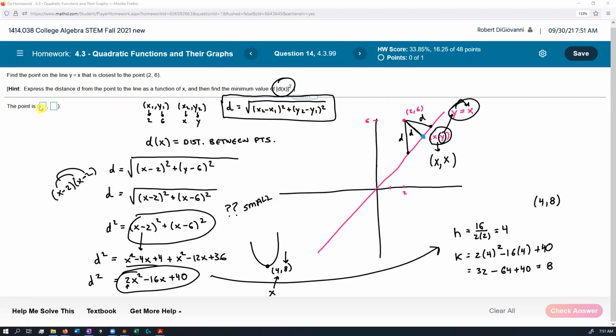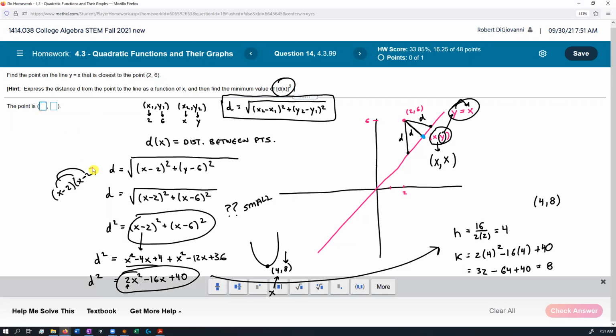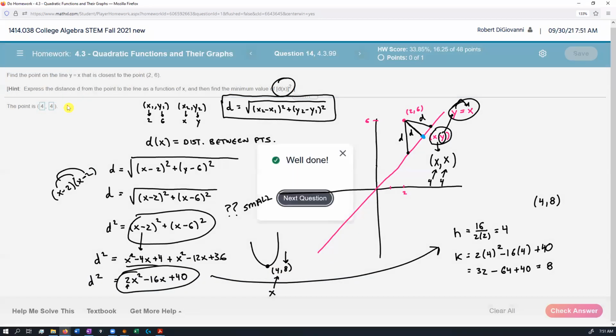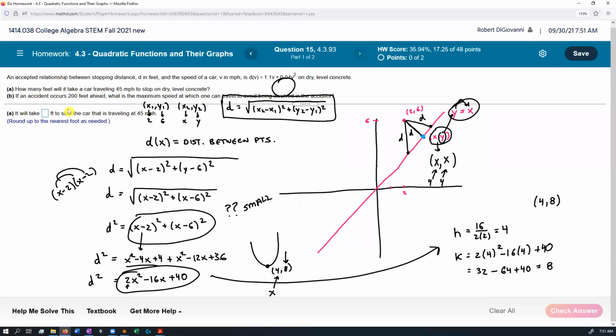So the point that we're looking at is the point when x is 4. Let's not lose sight of this. When x is 4 is when it's as small as it can be, but then that would mean y would have to be 4. So 4, 4. Go for it. Is that it? Okay, so we can talk more about that last one in class.